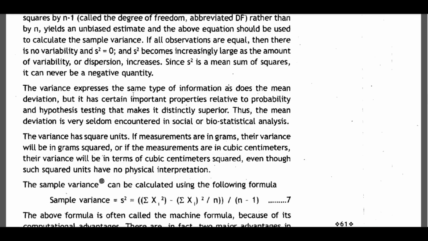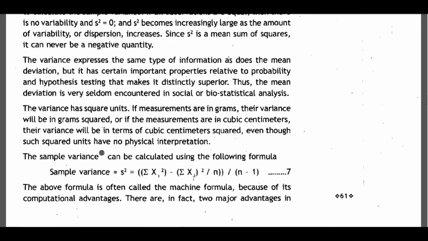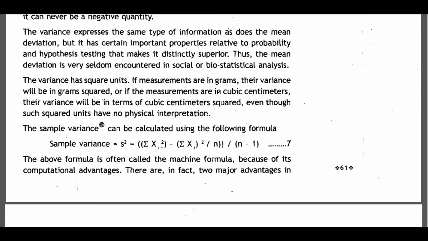The variance expresses the same type of information as the mean deviation, but it has certain important properties related to probability and hypothesis testing that make it distinctively superior. Thus, the mean deviation is very seldom encountered in social and biostatistical analysis. The variance has squared units. If measurements are in grams, their variance will be in grams squared, or if the measurements are in cubic centimeters, their variance will be in cubic centimeters squared. Even though such squared units have no physical interpretation, the variance can be calculated using the following formula.